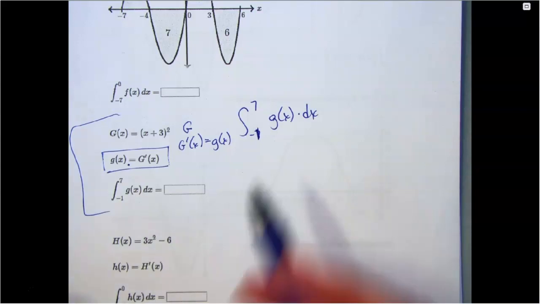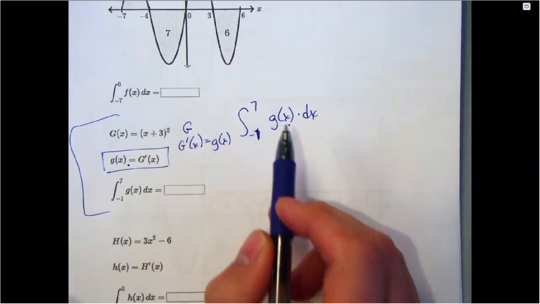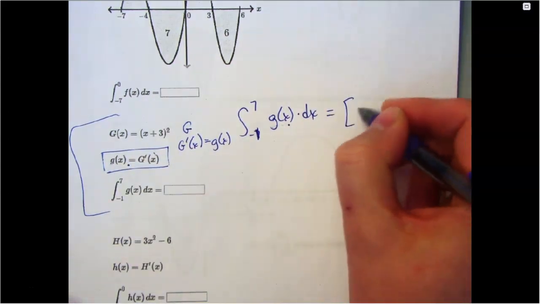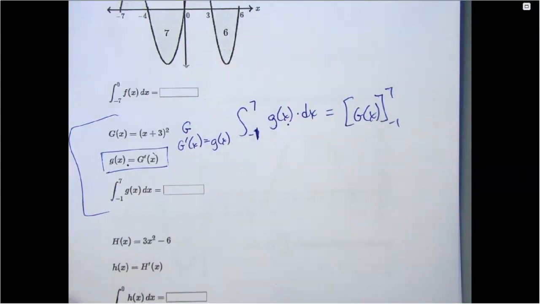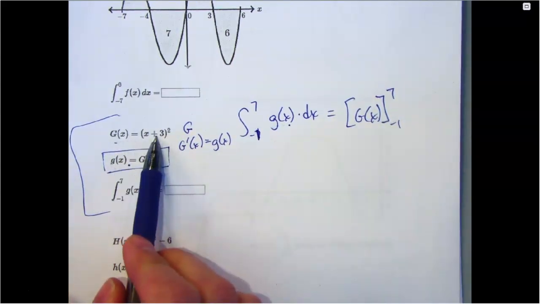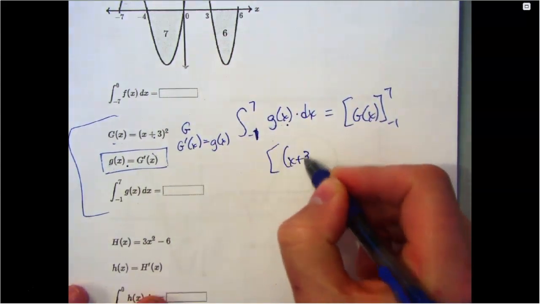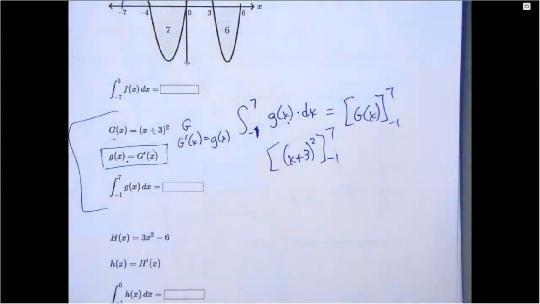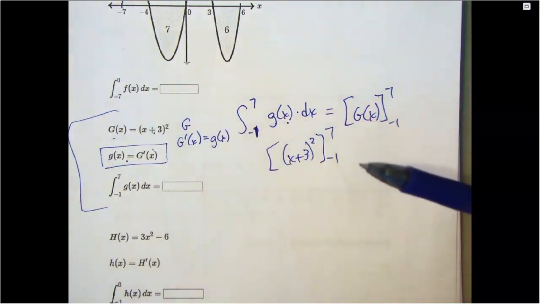So the point of that is if I integrate little g, what do I end up with? Big G. So that's what this is telling you. If I integrate little g, I get big G. And then if you look over here, they told you what big G is. So then you can say, okay, x plus 3 squared from -1 to 7, but don't integrate that x plus 3 squared. That is the integral. That's what they're trying to express to you.